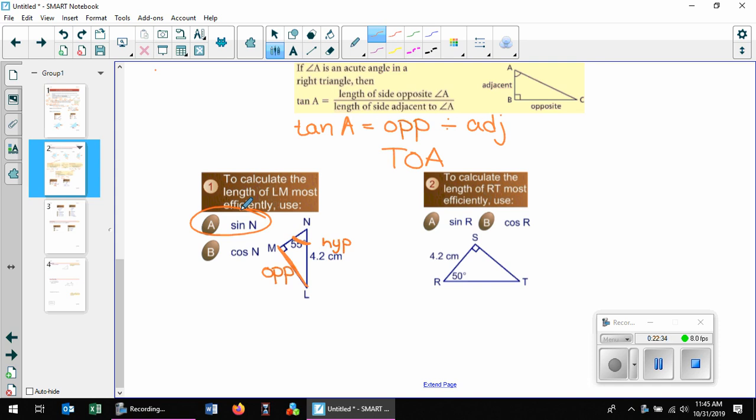So we're trying to solve for RT. What side is RT in this triangle? It's my hypotenuse. What side do I already have? Adjacent. So what trig formula has adjacent and hypotenuse in it? Do I care anything about RT? No. Don't care.